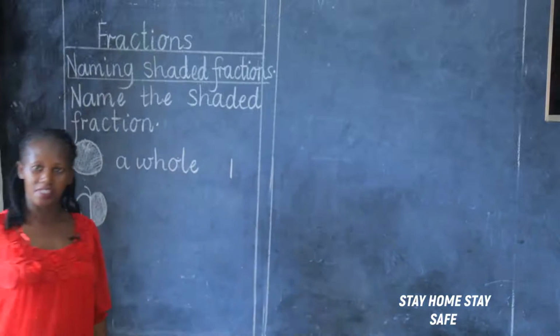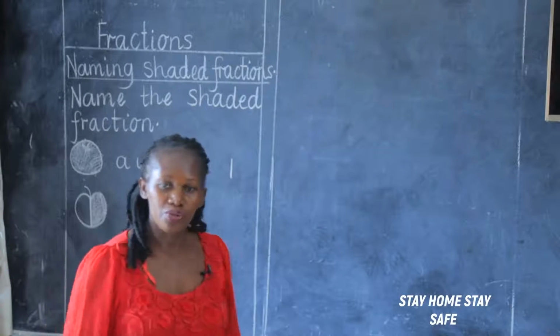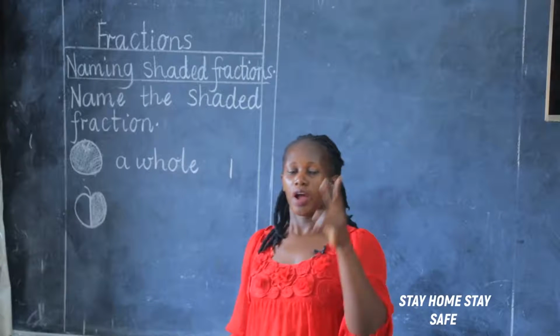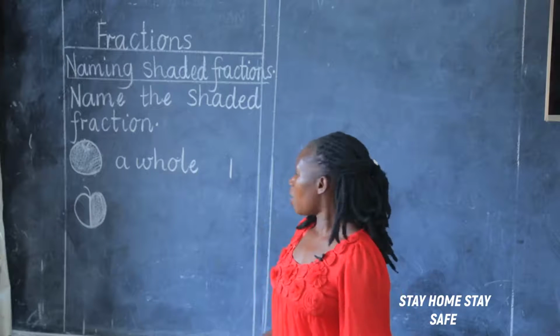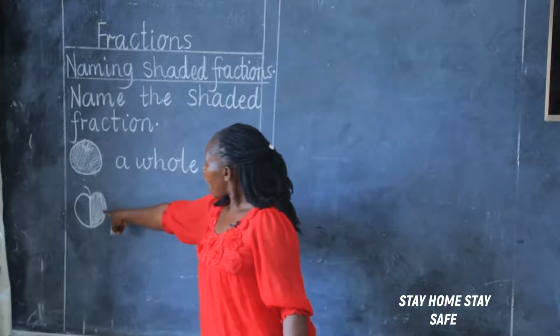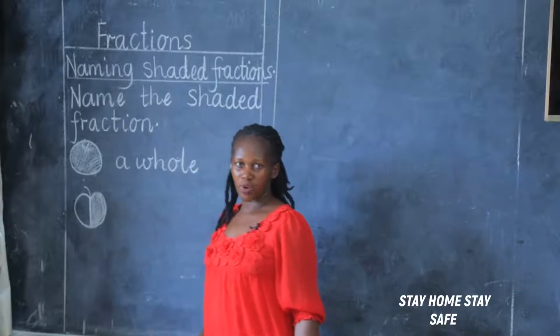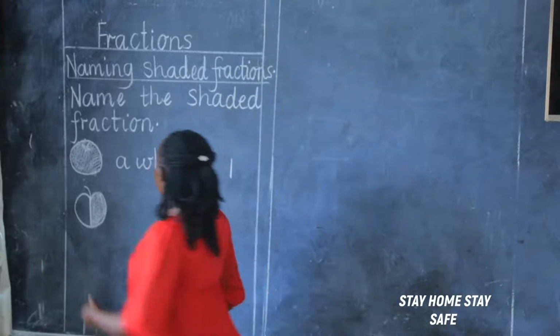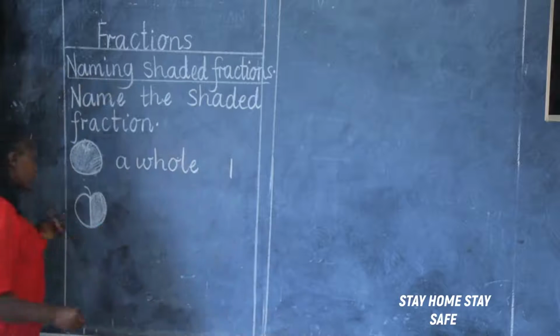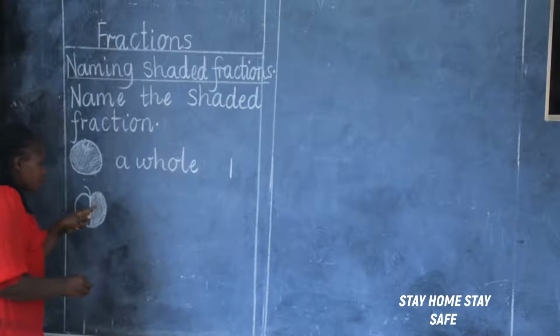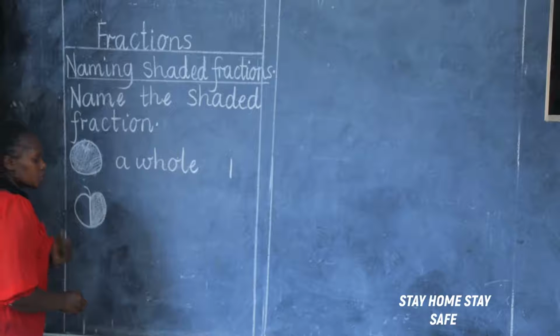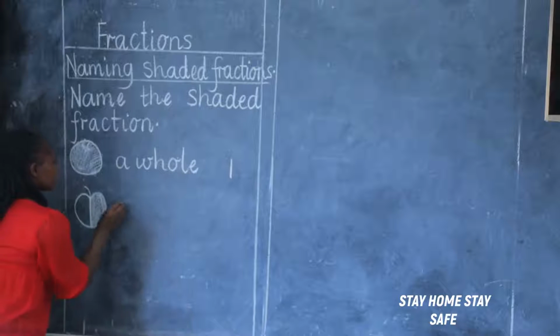How many parts did I cut my apple into? I cut it into 2 parts. And how many parts am I going to eat? I'm going to eat 1 part. That one I've shaded. So which fraction have I shaded? I have shaded 1 part, remember, out of the 2. So which fraction is that? It is a half.